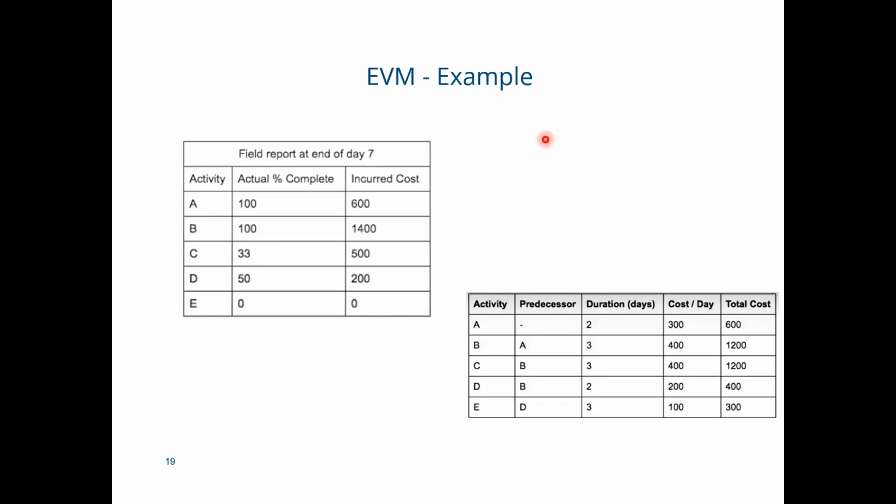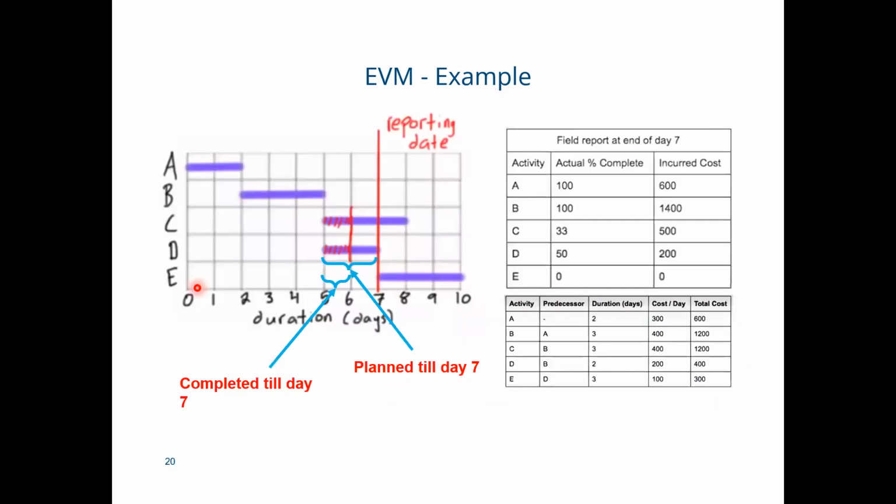Now, in this slide, you can see we have the field report at the end of day 7, right? This is our actual plan. At the end of day 7, we have this field report. Now, based on our plan, we are going to calculate the EVM, right? So let's see here.